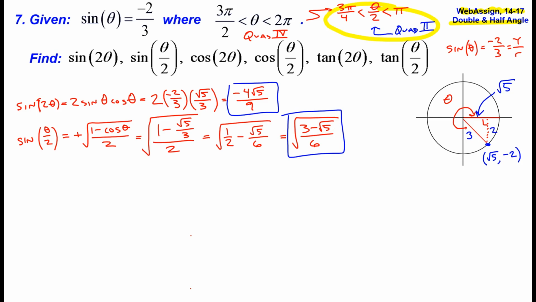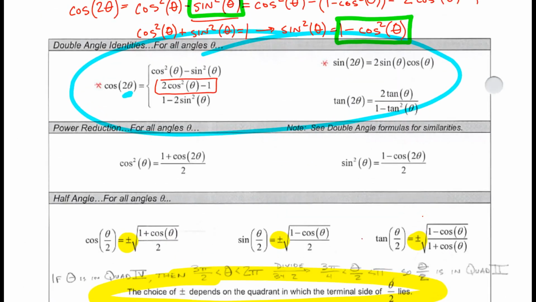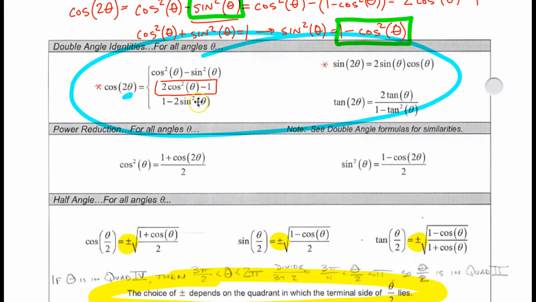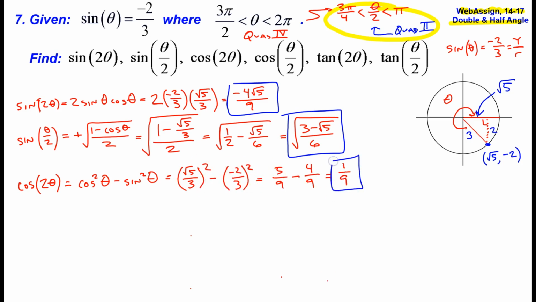All right, now we're going to look at the cosine of 2 theta. The one thing that I want to remind you about is that the double angle formula for cosine has 3 options. So we'll go back here and take a look at the double angle formula for cosine. You can pick any one of those 3. I'll go ahead and pick the cosine squared minus sine squared version, and we'll grip it and rip it with that. There you have it, folks. That's cosine of 2 theta. It's a nice number there, 1/9.